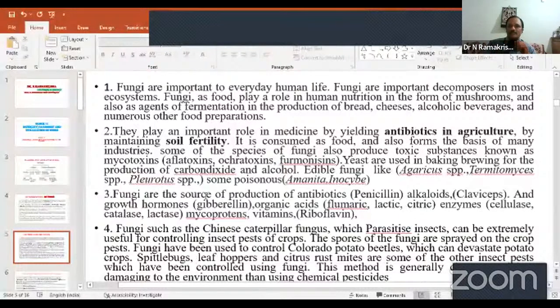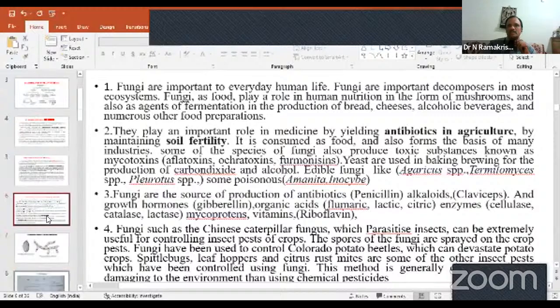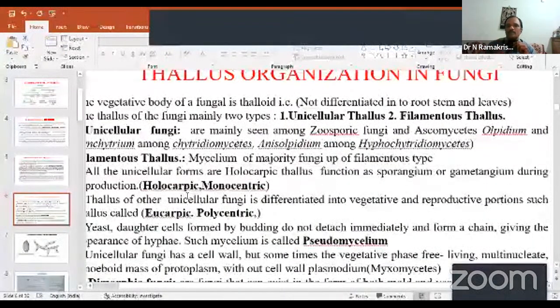Next, parasitic fungi on insects can be extremely useful for controlling insects and pests. The spores of fungi are spread on the crops. Fungi have been used to control the Colorado potato beetle, which can devastate potatoes. So this is all about the importance of fungi.